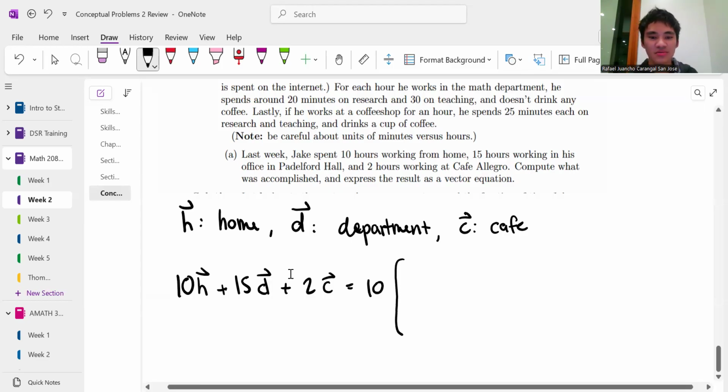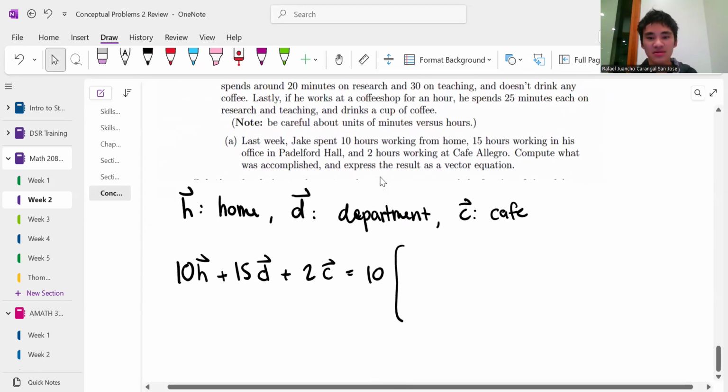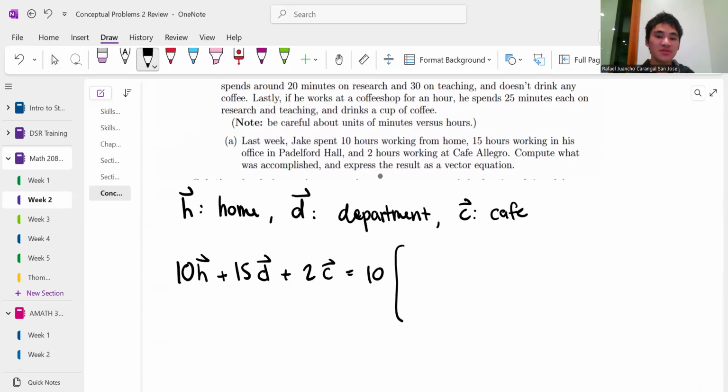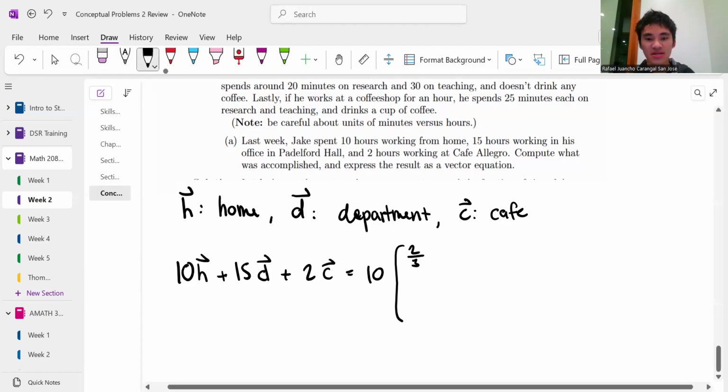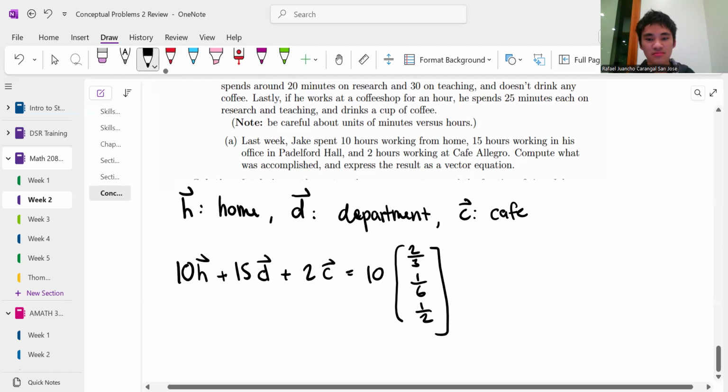What would H be? Based on the information we got, when he is at home, he spends 40 minutes. We want to convert it to hours because we have these in hours. So that's 40 over 60, that's 2 over 3, right? And it also says he spends 10 minutes on teaching. So that's 10 over 60, that's 1 over 6. And then for the cup of coffee, he drinks half of it. So that's 1/2, right?